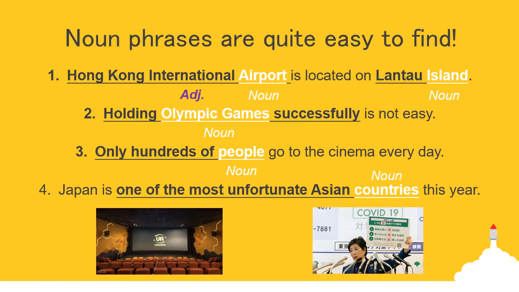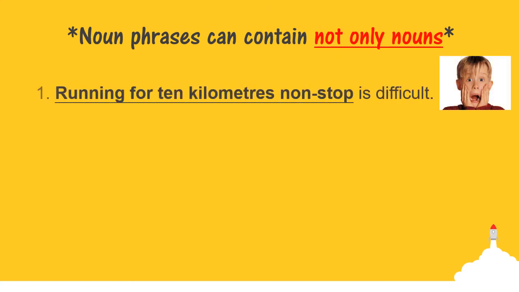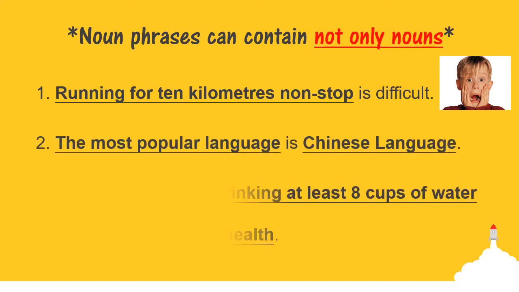So now you see, it is not always the case that in a noun phrase there are only nouns or only gerunds. It is the same in example sentence number 4. The noun phrase is one of the most unfortunate Asian countries. And you can find that the word unfortunate is also an adjective. So that means noun phrases can contain not only nouns.